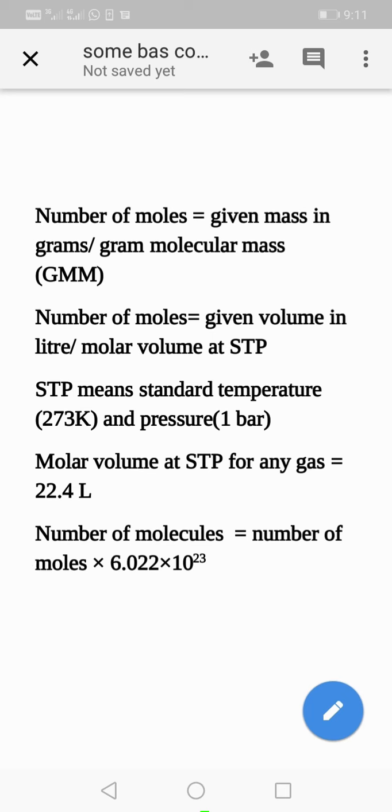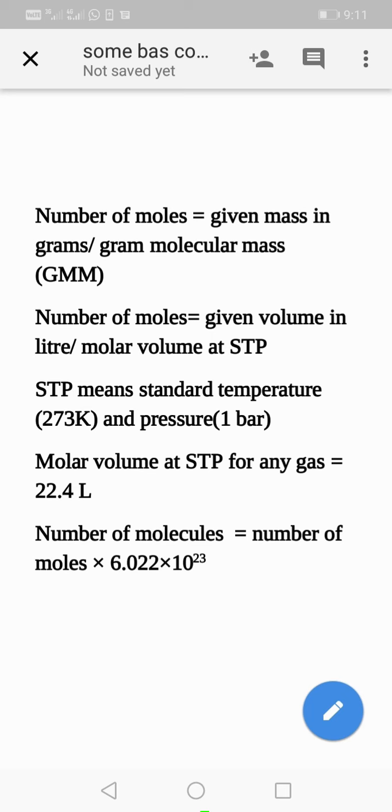So you will have to use molar mass instead of molecular mass, so that you will get the number of moles. That means in a numerical question, if you know the mass of the substance, you use this formula: given mass in grams divided by gram molecular mass. You will have to use this formula.